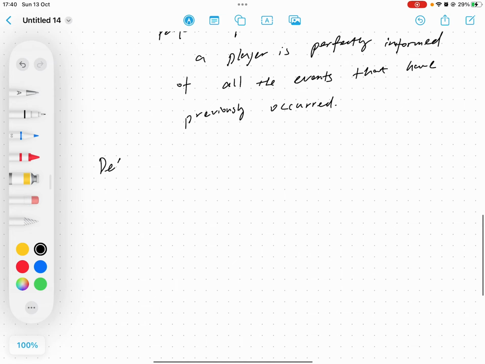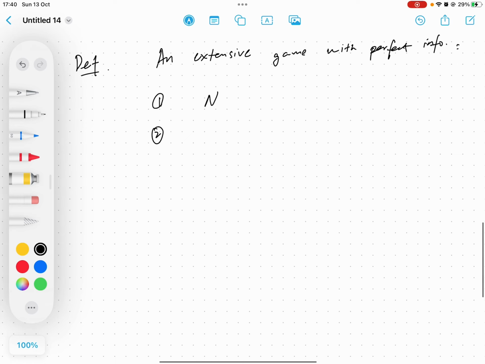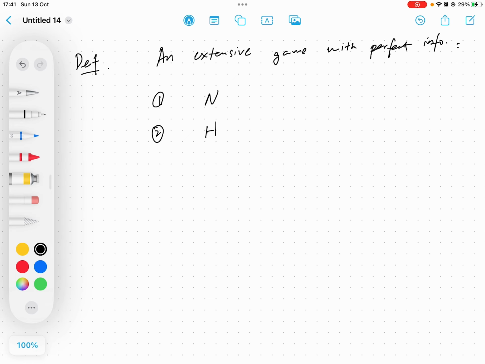Okay, so let's have the formal definition for the extensive game with perfect information. An extensive game with perfect information has the following components or ingredients. First, the set of players, which is the same as before. And H refers to the history: a set H of sequences, which could be finite or infinite, satisfying the following properties.